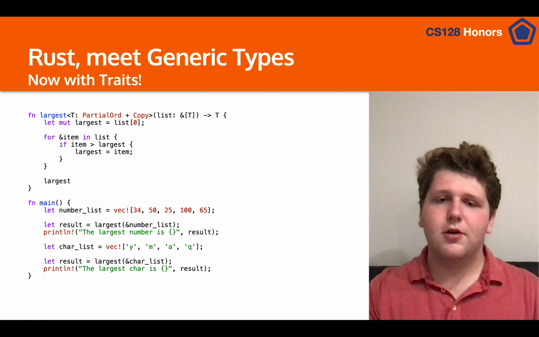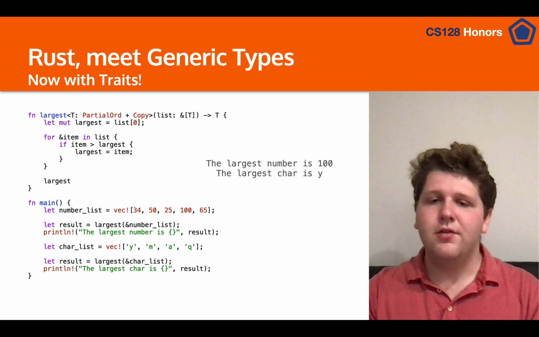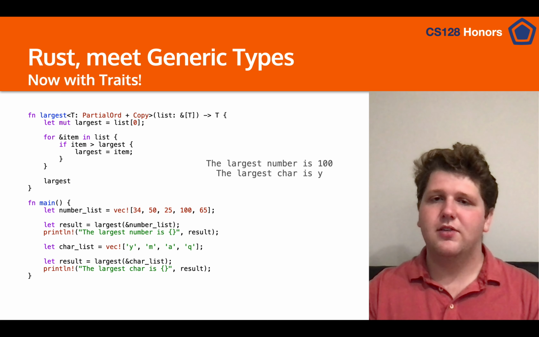And so if we run that code with the main function that we wrote before, but now just using largest instead of largest_char and largest_i32, we'll now get the largest number is 100 and the largest character is y, just like we'd expect.